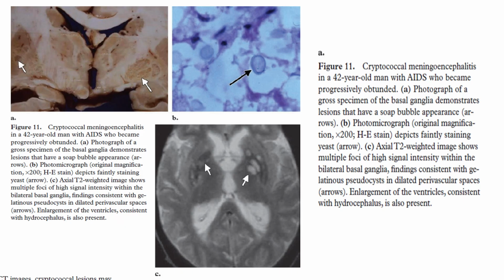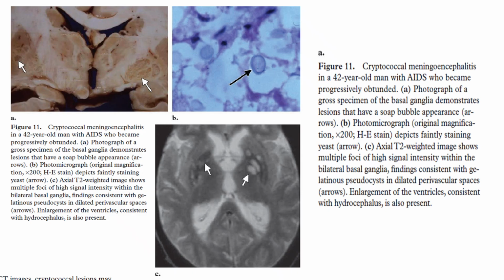Here we can see cryptococcal meningoencephalitis in a 42-year-old man with AIDS who became progressively obtunded. First image, photograph of a gross specimen of the basal ganglia demonstrating lesions that have a soap bubble appearance. Second image, photomicrograph depicting faintly staining yeast.